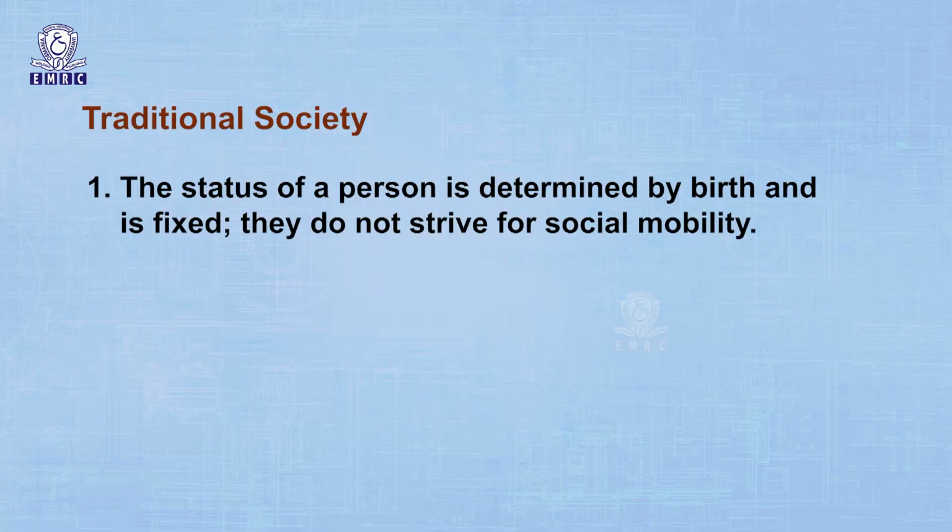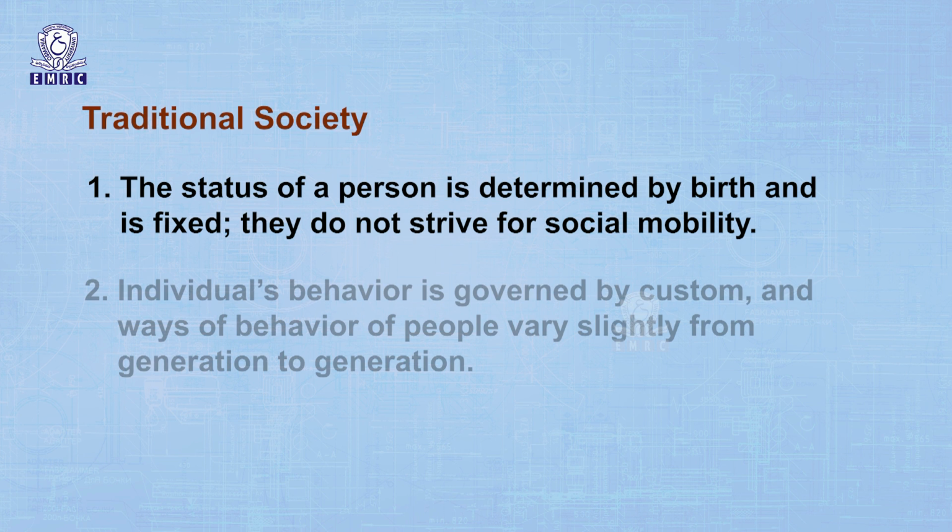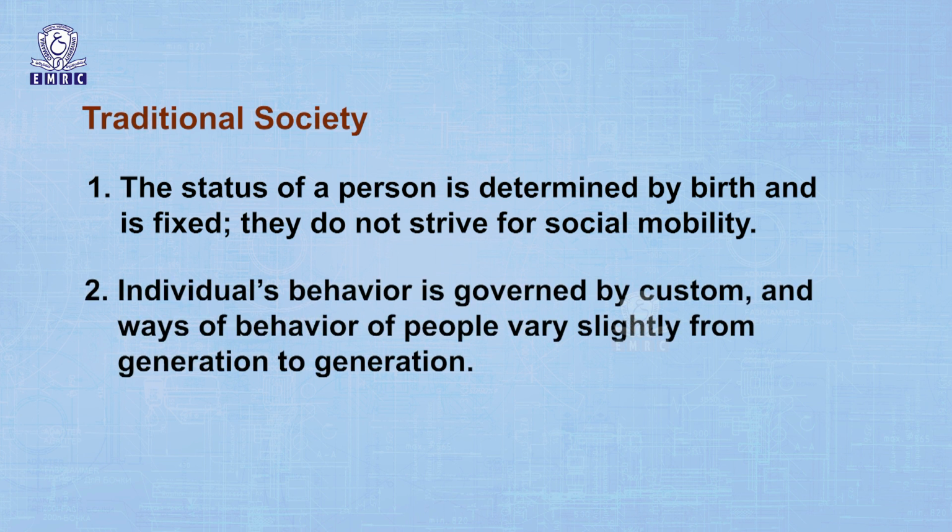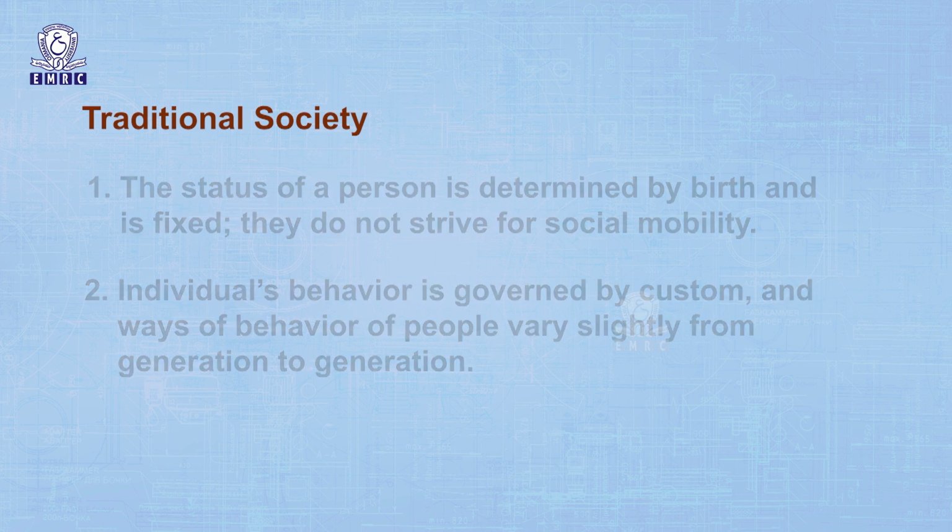Now, let us understand traditional society. A traditional society is one in which, 1. The status of a person is determined by birth and is fixed. They do not strive for social mobility. 2. Individuals' behavior is governed by customs, and ways of behavior of people vary slightly from generation to generation.